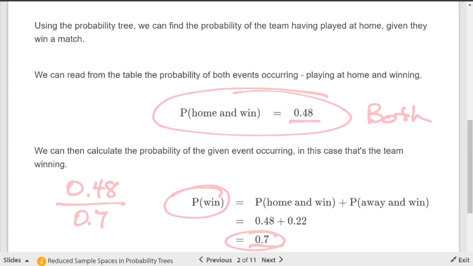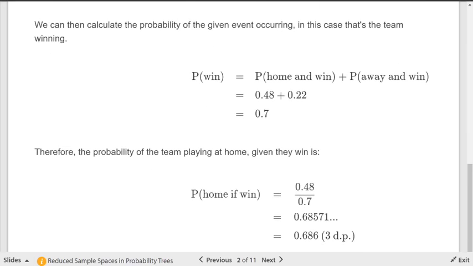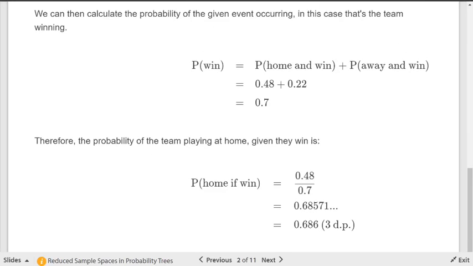Okay? We're going to divide out the probability of win from the probability of home and win. And when you do that, round it to 3 decimal places. Raise that last one a little bit. That's going to drive us crazy. When you do that, you end up with 0.686, rounded to 3 decimal places.